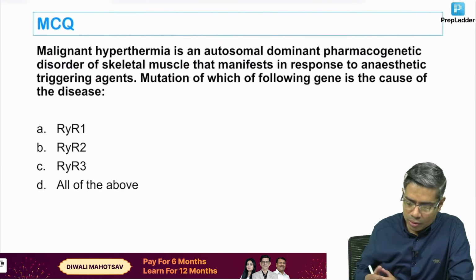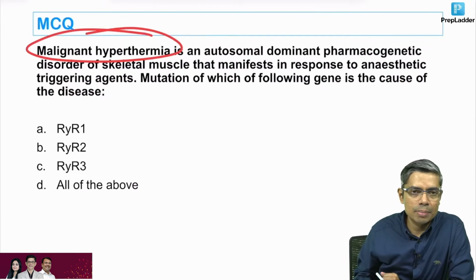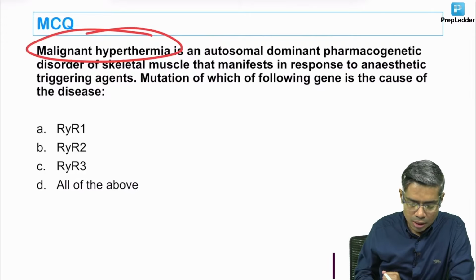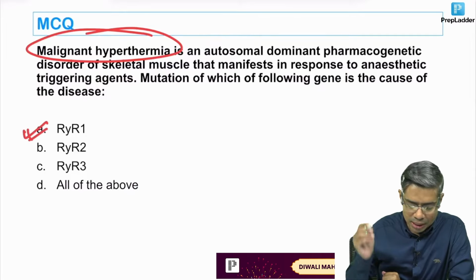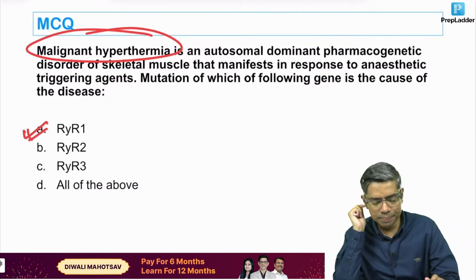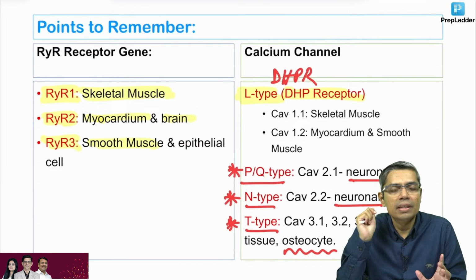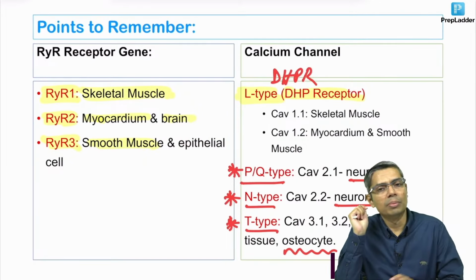Now if I go back to the MCQ, malignant hyperthermia is a disorder of the skeletal muscle, not the cardiac, not the smooth muscle. So the answer is solely RYR type 1, not all of the above. Only RYR type 1 is the answer to this question. Okay, so the information in this table, try to remember this information.